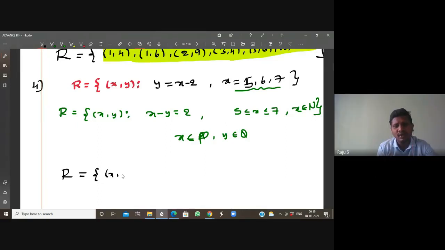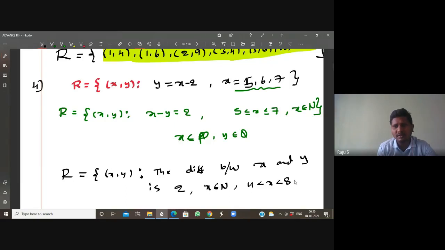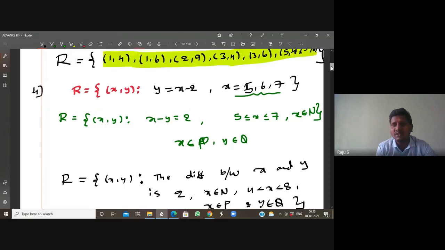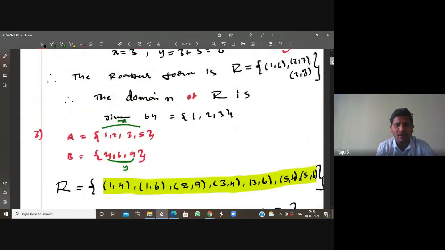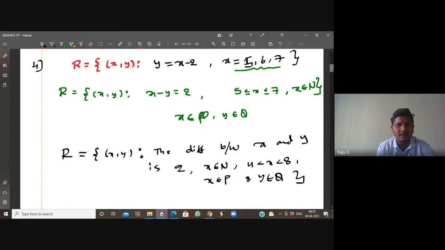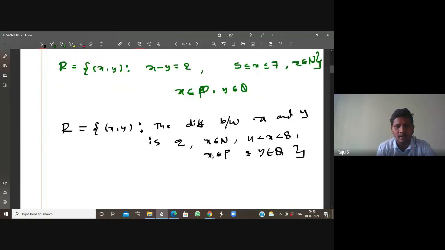In another way, the difference between x and y is 2, such that x is greater than y, where x belongs to natural numbers, 4 is less than x is less than 8, x belongs to P and y belongs to Q. See how many ways we can read it. In roster form we get only one way, but we can write the set builder form in different ways. Clear, students?